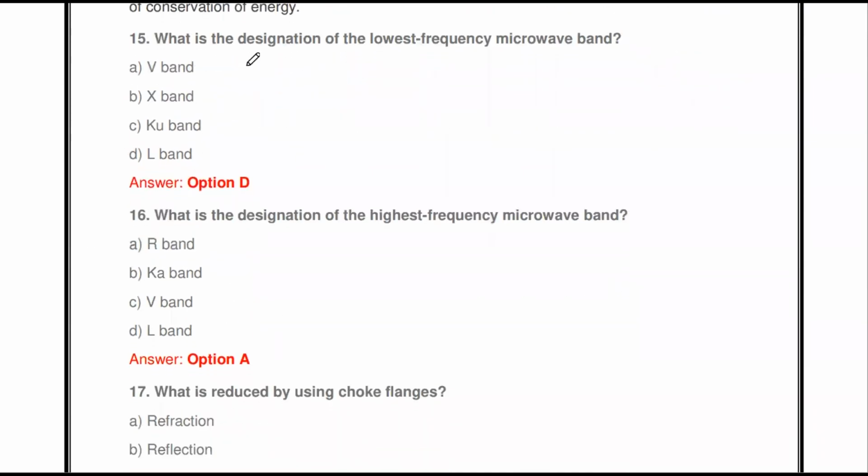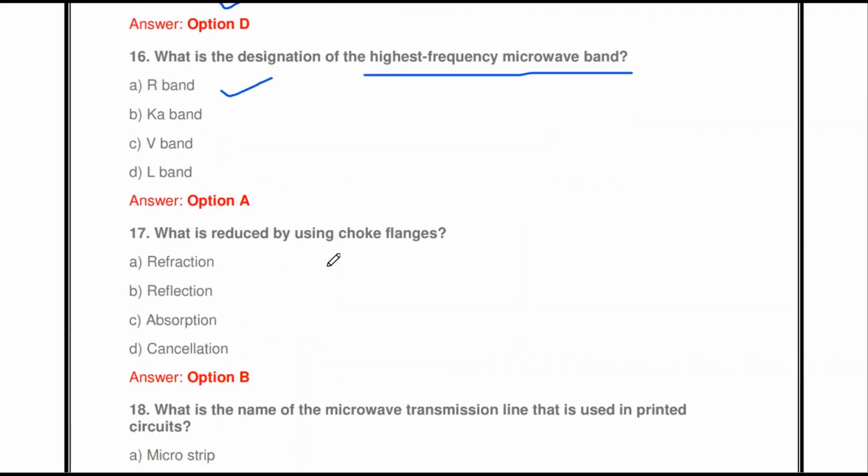Then the next one: what is the designation of the lowest frequency microwave band? V band, X band, Ku band, L band. Out of these four, the lowest frequency microwave band is the L band. Then what is the designation of the highest frequency microwave band? R band, Ka band, V band, L band. Out of these four, the R band is the highest frequency microwave band.